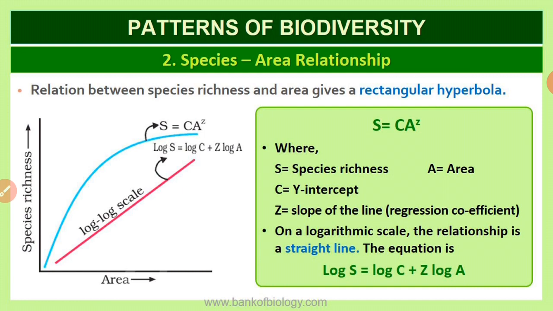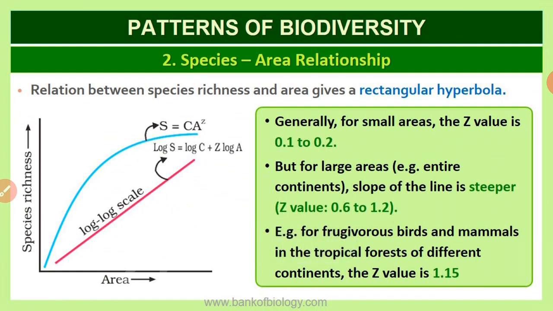Next, the relation between the species richness and the area gives a rectangular hyperbola, and usually the value of Z in smaller areas is similar regardless of taxonomical group, but in larger areas like an entire continent, Z is much steeper. The value of Z in smaller areas will be 0.1 to 0.2, but for larger areas it will be 0.6 to 1. For example, for frugivorous birds, fruit eating birds, and mammals in the tropical forests of different continents, the Z value is high because it is an entire continent. So here you can see the graphs, a straight line as well as a curved rectangular hyperbola.